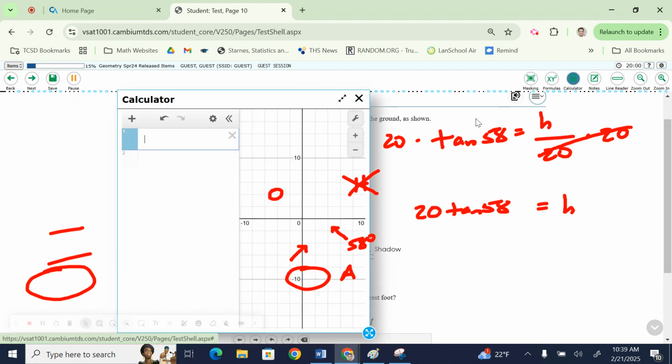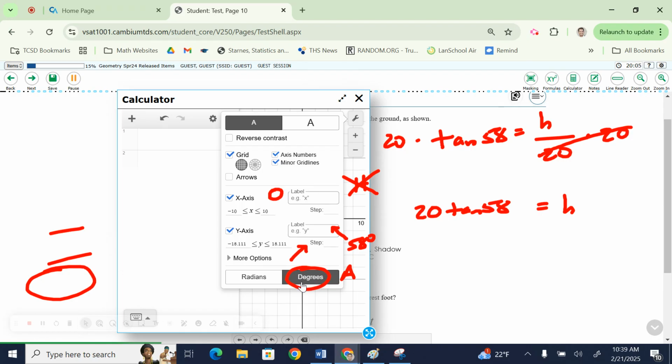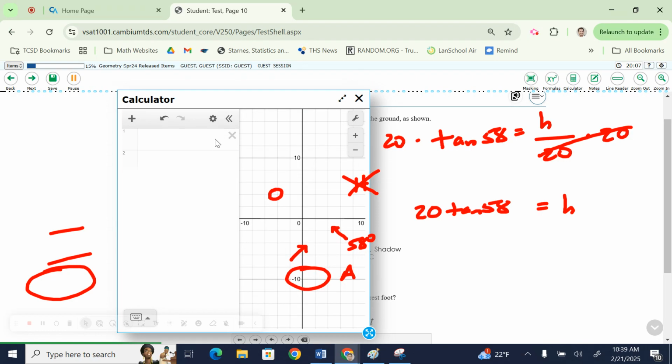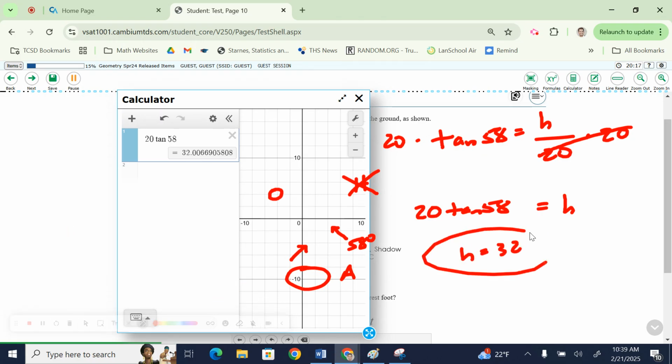Okay, so let me get the calculator up here. To check the mode, you click on the wrench. I believe that the state test has it in degrees, so we are good. And we're just going to type in 20 TAN 58. And they give us 32.0. Thankfully, there's no real rounding to do. Our answer for h is 32.